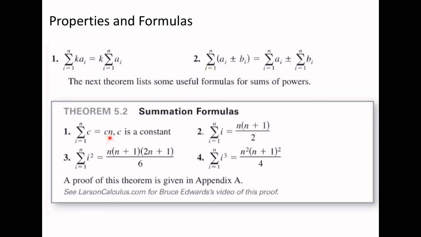Now you just derived this one. The summation as i goes from 1 to n of c is cn. We just figured that one out.